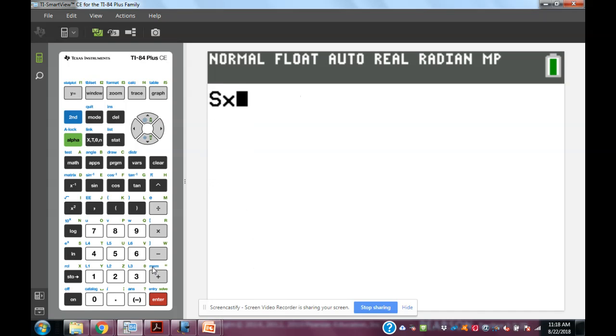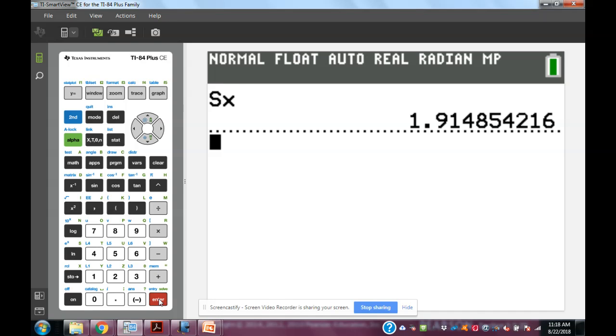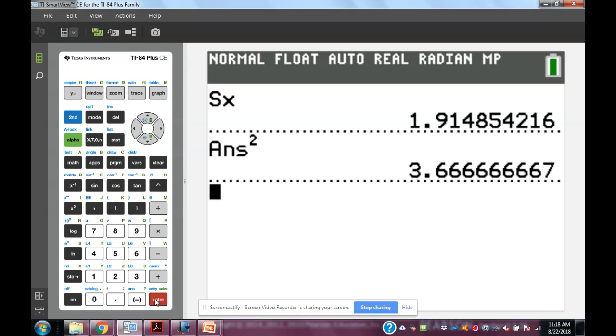And we can do that. If I hit enter right here, that's that same number from my one variable stats. I remember seeing that. If I want to square that, I would hit squared. And there's my variance, sample variance for that.